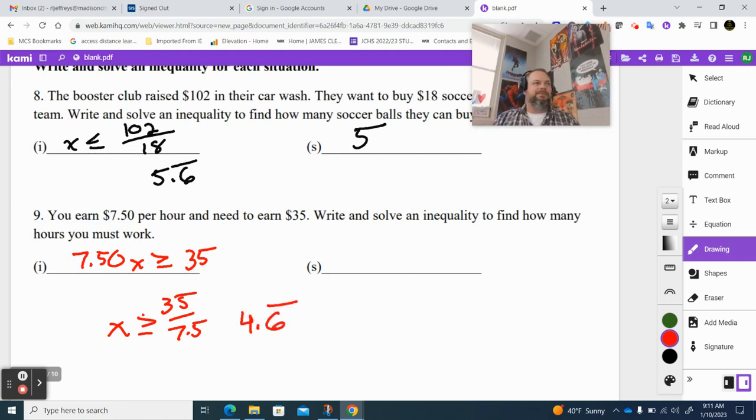4.6 repeating. Now, I've worked for a long time. I've actually helped calculate people's paychecks. I've never paid somebody .6 of an hour.